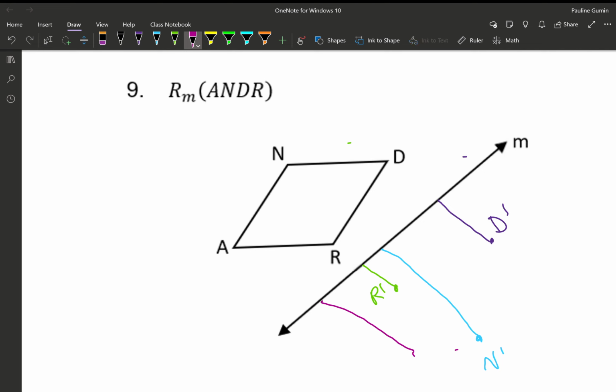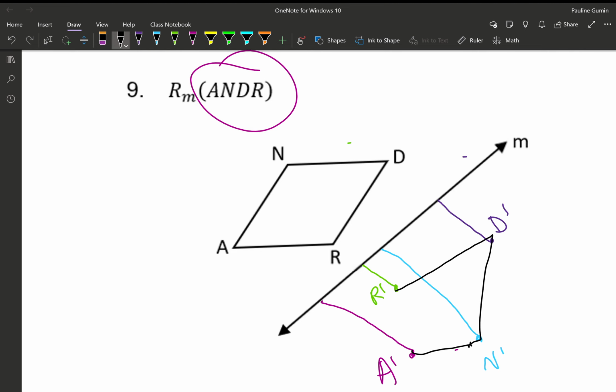Now, if you're ever curious how do I connect these letters, what order, follow the order given in the original problem in the transformation right there. Okay, so let's go from A to N to D to R to A.